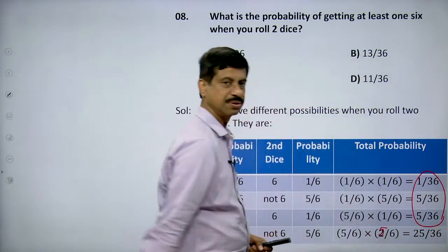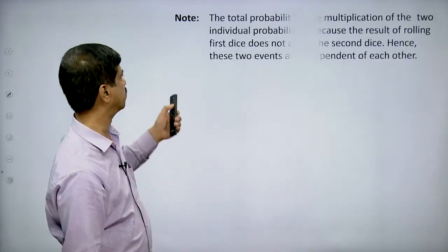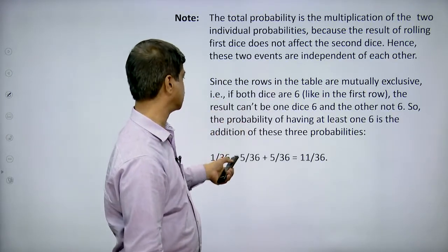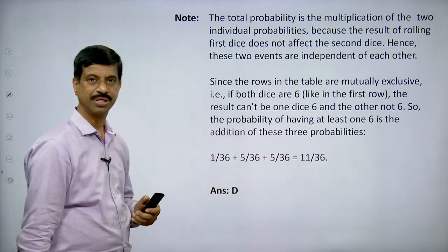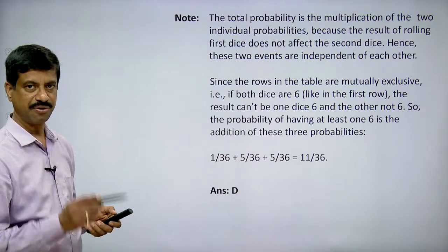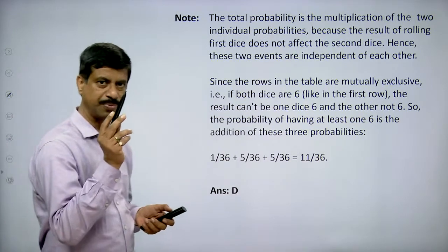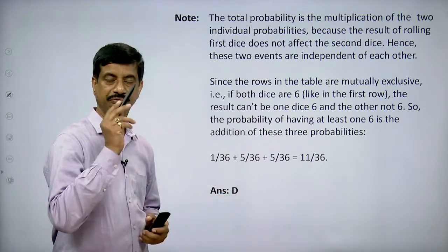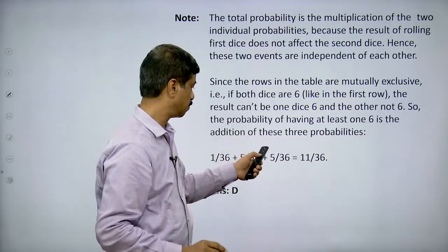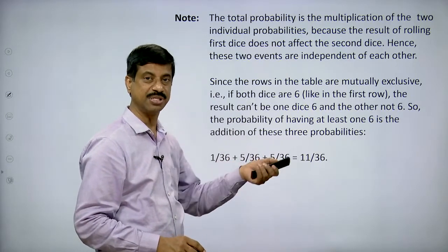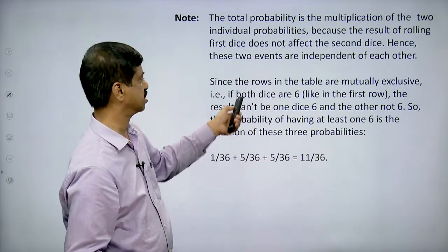There is no 6 in the last case, so it does not match what he asked. Therefore it should be 1 by 36 plus 5 by 36 plus 5 by 36, which is 11 by 36. Right children? The first case is both 6s, plus the first is 6 and the second is not 6, plus the first is not 6 and the second is 6. Or means plus, and means multiplication.